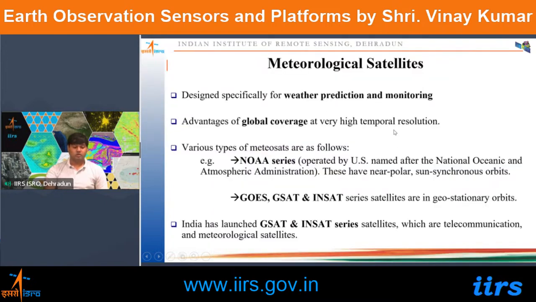Now coming to meteorological satellites designed specifically for weather prediction and monitoring, with the advantages of global coverage at very high temporal resolution. NOAA series satellites are near polar, but they are used for meteorological purposes. GOES, GeoSat and INSAT series satellites are in geostationary orbit. GSAT and INSAT series satellites are used for telecommunication and meteorological purposes.